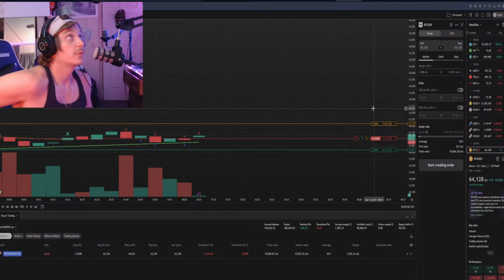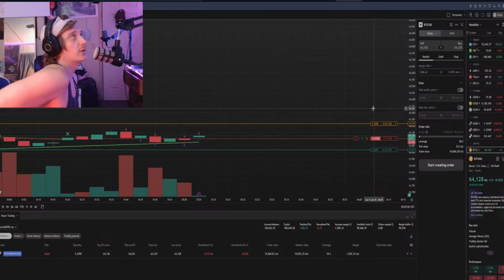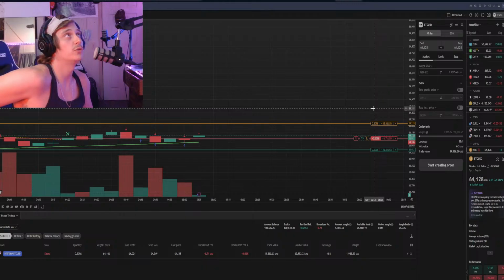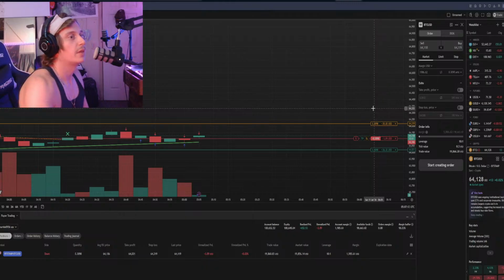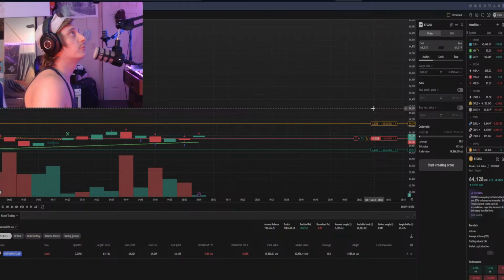So go and download TradingView. Download the paper trading part of TradingView, that way you can follow along with your own trades.